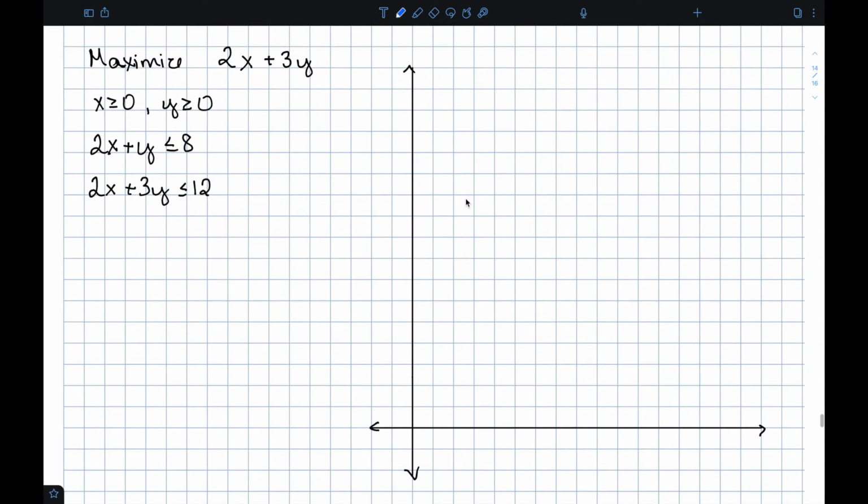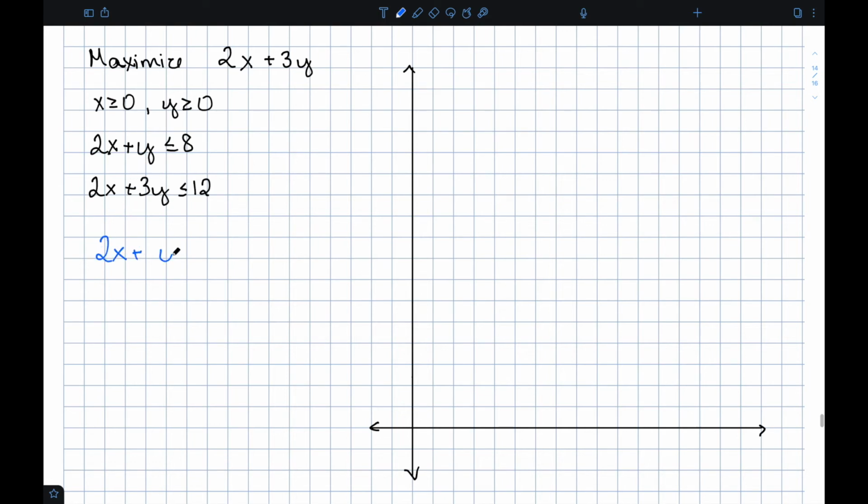I now want to maximize 2x plus 3y, and my constraints are x greater than or equal to 0, y greater than or equal to 0, 2x plus y less than or equal to 8, and 2x plus 3y less than or equal to 12. Once again, the first two just tell me that I'm only dealing in the first quadrant, that everything has to be positive.